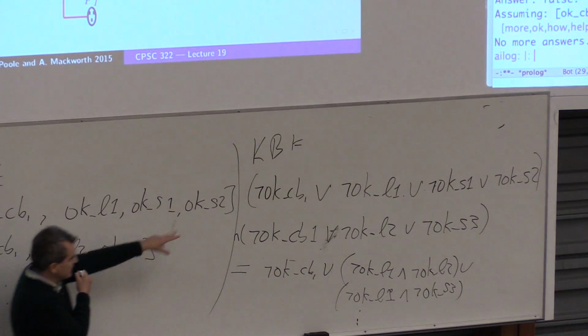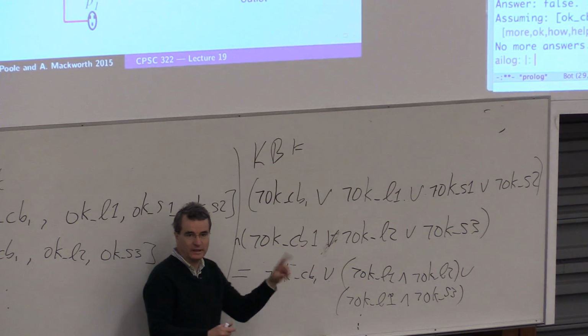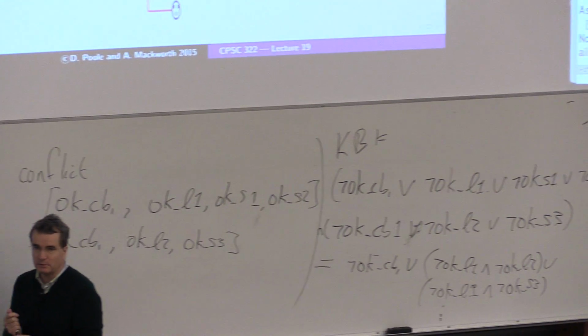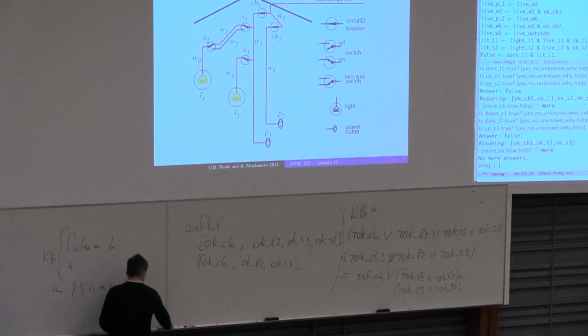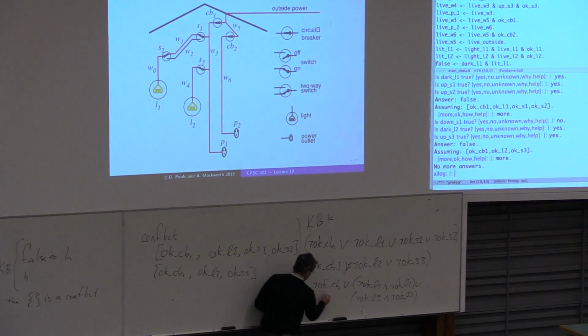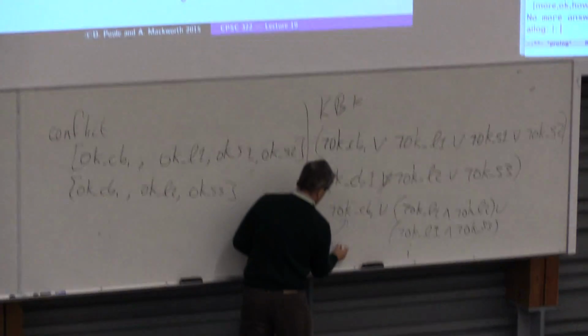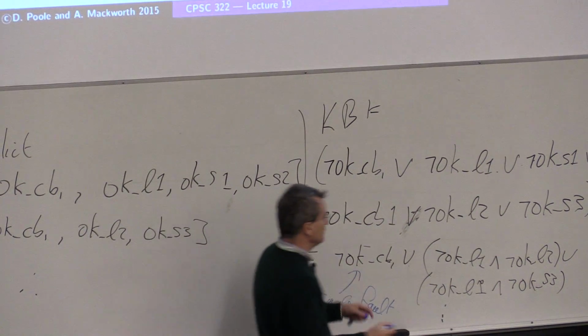Okay, so if we have these as our two cases, then either CB1 is broken, it's not okay, or we have a number of double errors, double faults. Right, so either we have a single fault, this is a single fault, or there's a whole lot of double faults.